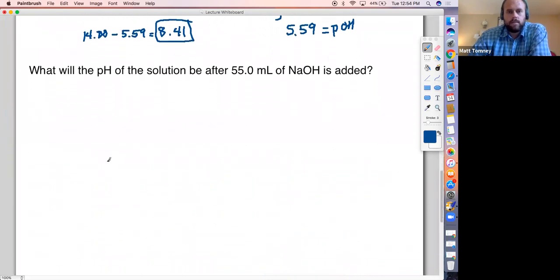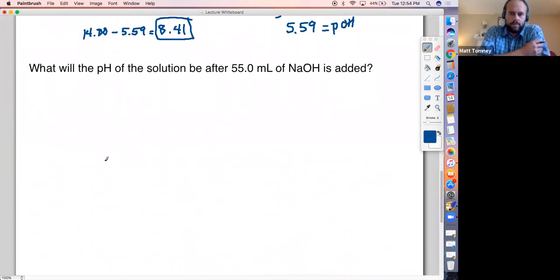So post equivalence point, when we're doing this titration, now we go to 55 milliliters. So the question becomes, what will the pH of the solution be after 55 milliliters of NaOH is added? Before we start doing math, let's think qualitatively: what is in solution? Do I have any of the formic acid, HA, in solution here?